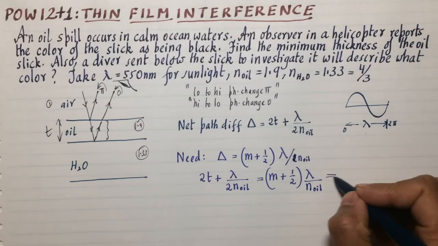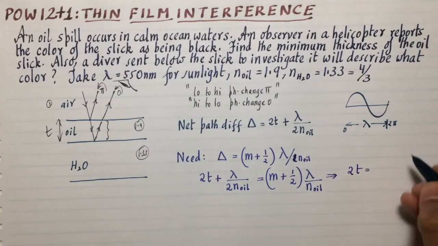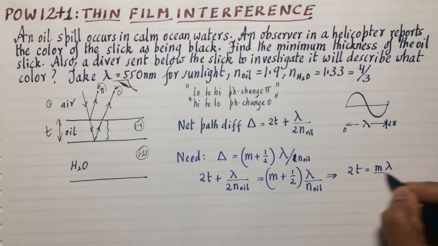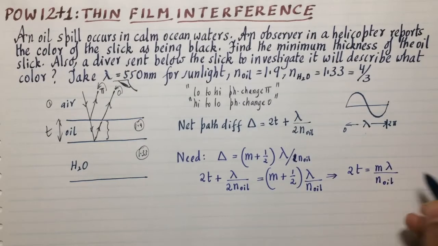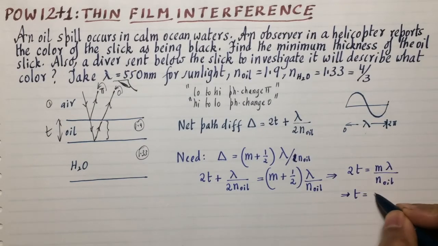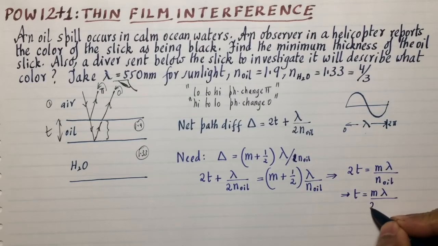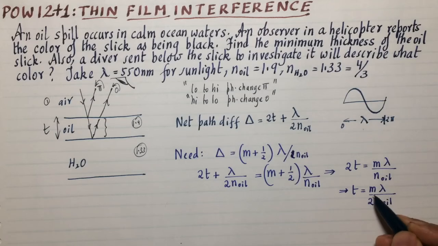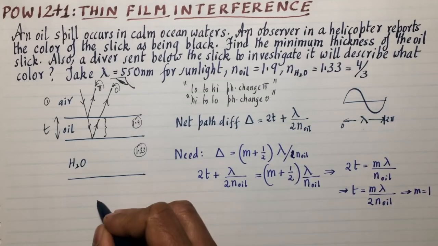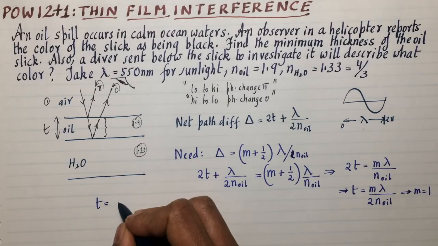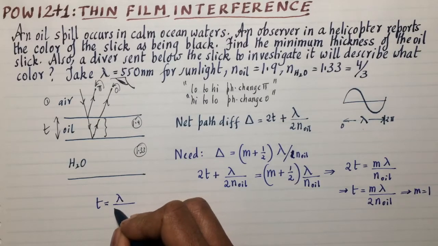So this gives me 2t equals m lambda over n oil, or the minimum thickness T is m lambda over 2n oil. Now we have been told there is a slick, so you cannot choose m equals 0. So the minimum thickness is m equals 1. And if you choose m equals 1, I'm going to get T equals lambda over 2n oil.